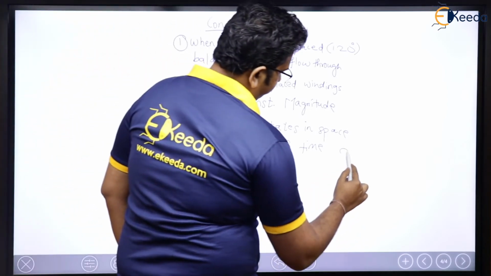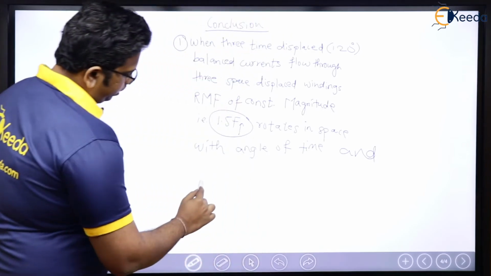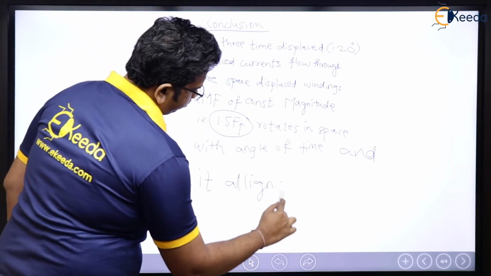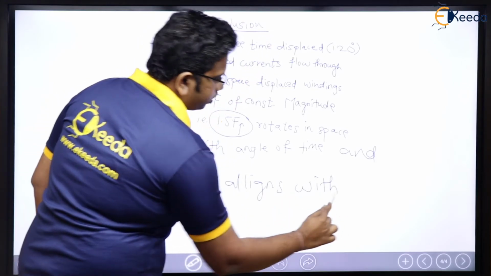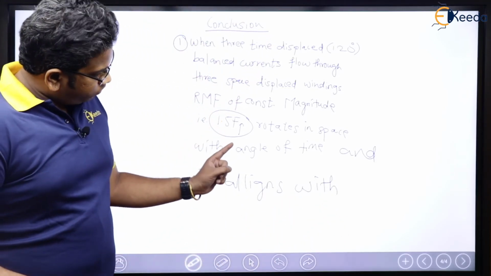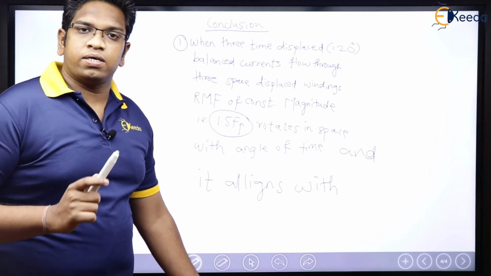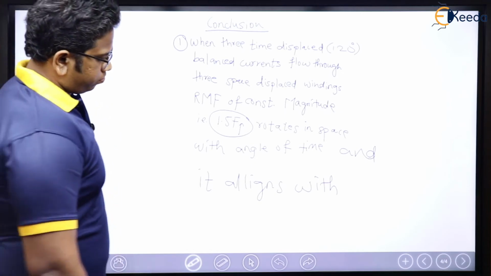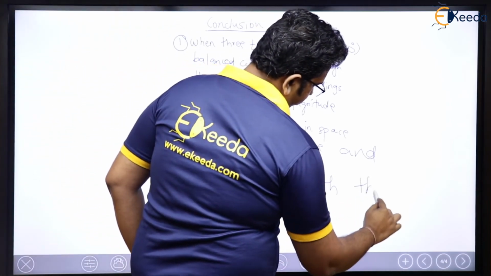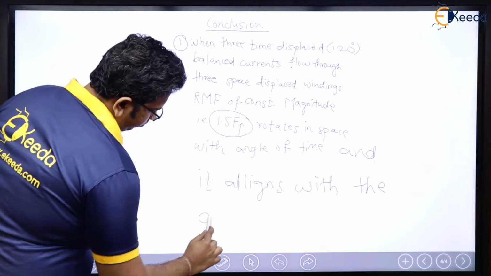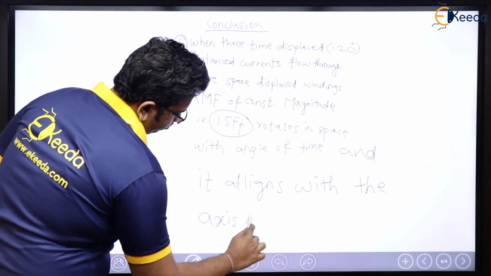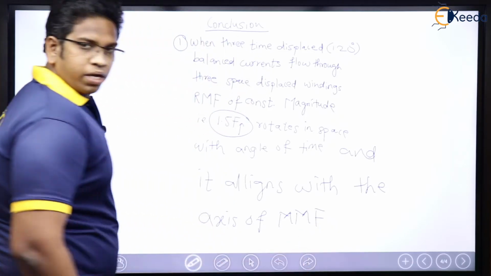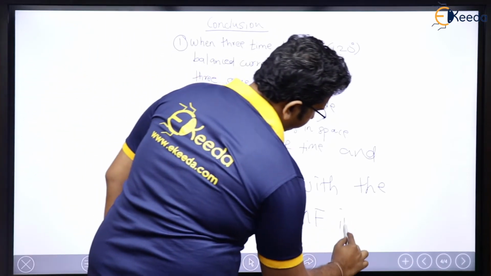And it aligns with, this is a very important point. The rotating magnetic field aligns with the direction in which maximum current flows. The axis of MMF in which maximum current flows.